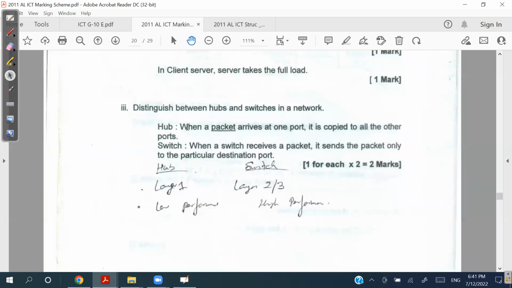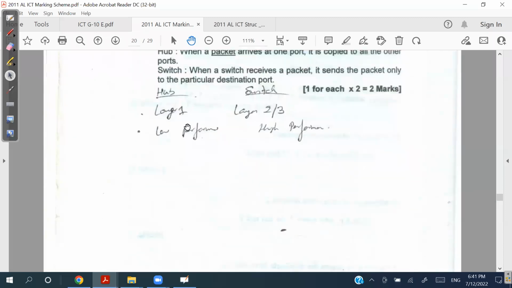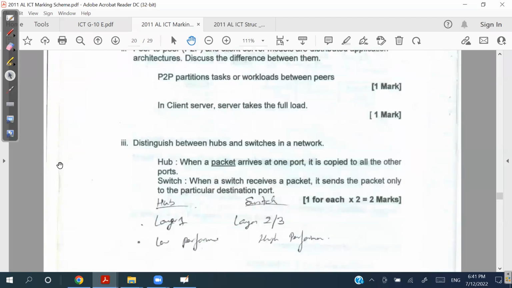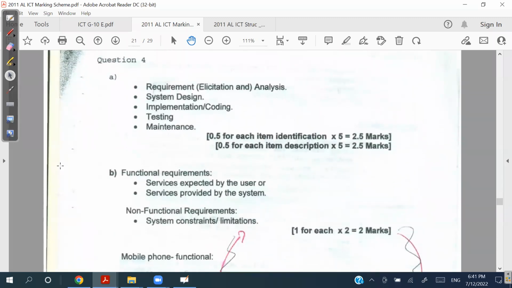What they have done is one fact for each. They are just asking for one fact of these differences, so then you can take all 2 marks. So see how much you have got out of 15. Okay.